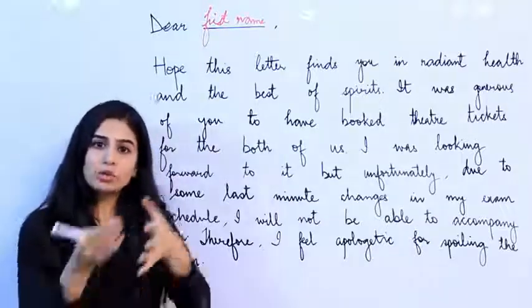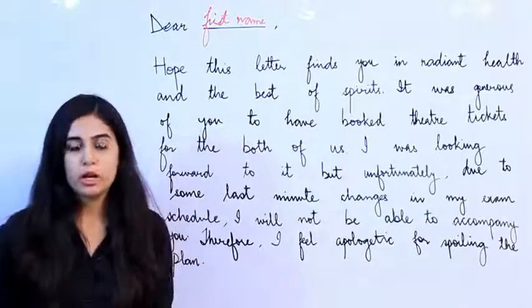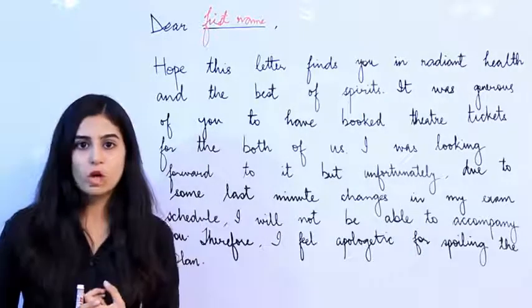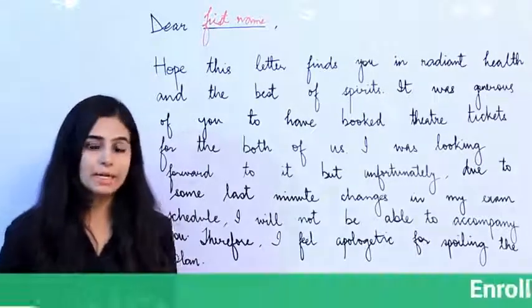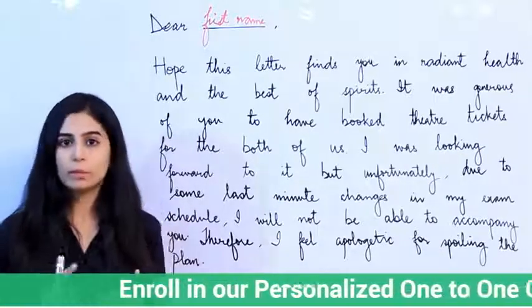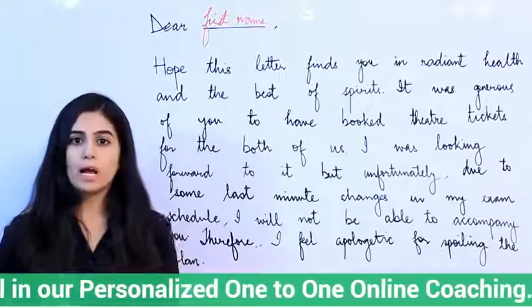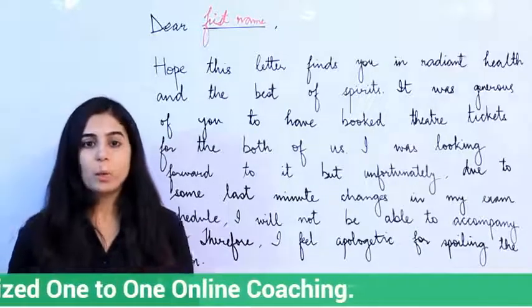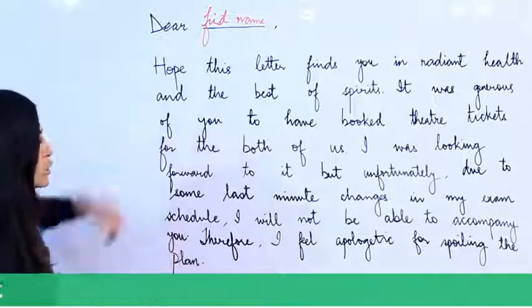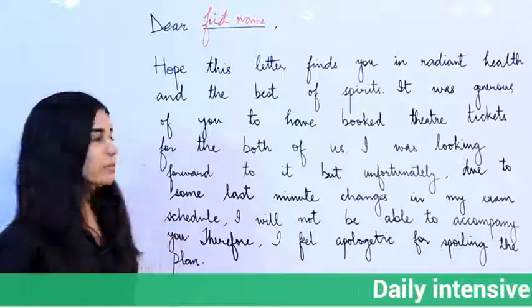So let's come back to the basics of task achievement. We need to follow certain rules here. First of all, we need to tell the reason of writing the letter and secondly, we need to fulfill and address all the bullet points. So let's do that now. The very first bullet point was to apologize. So let's do that in this particular paragraph.